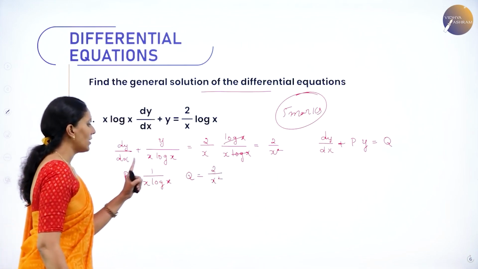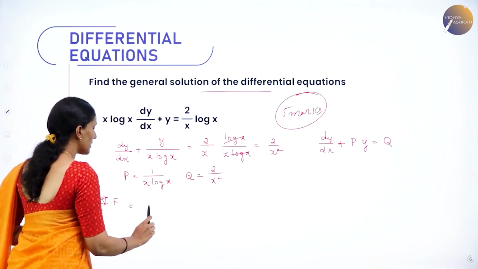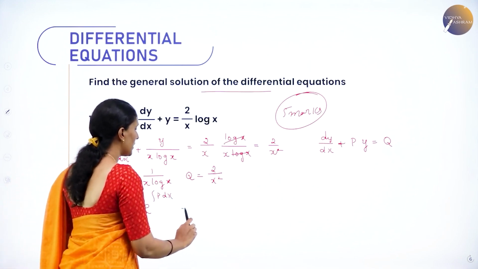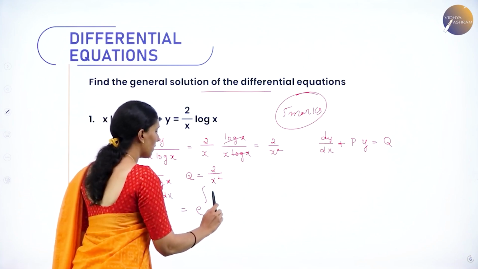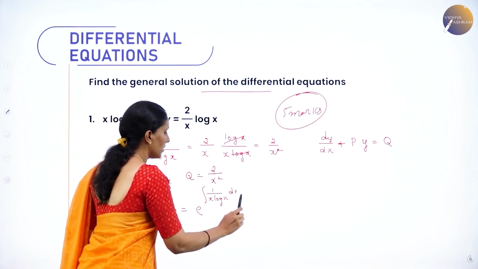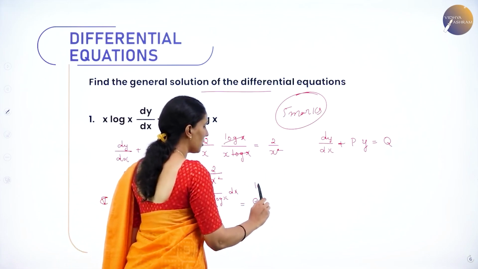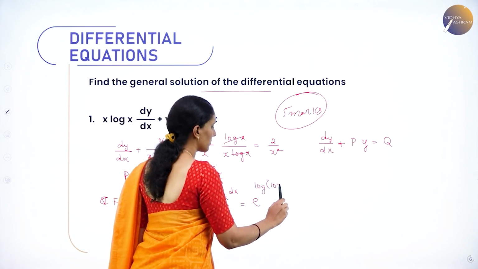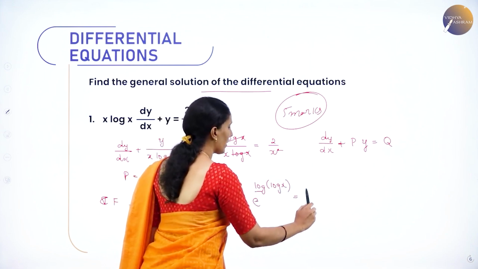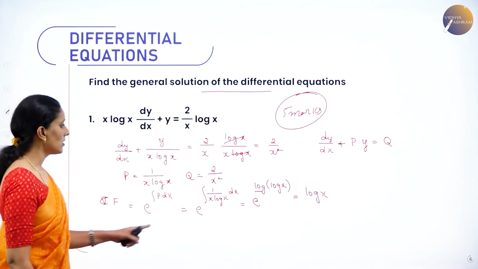Now once you got the values of p and q, you are supposed to find the integral factor, which is e to the power integral of p dx. So what is p here? e to the power integral of 1 over x log x dx. Integral of 1 over x log x can be written as log of log x, so e to the power log of log x. Now e to the power log can be cancelled and you can just write it as log x. So therefore my integral factor is log x.